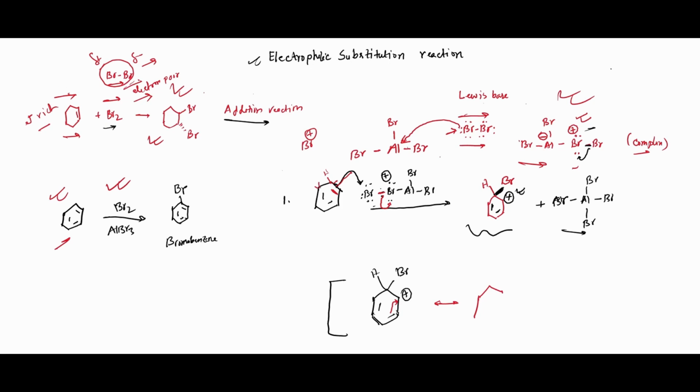Let me change the color again. I'll just draw this with a black pen. All right. So we still have this benzene ring where this positive charge is compensated. Now we have a double bond here. We already have this H and Br here.